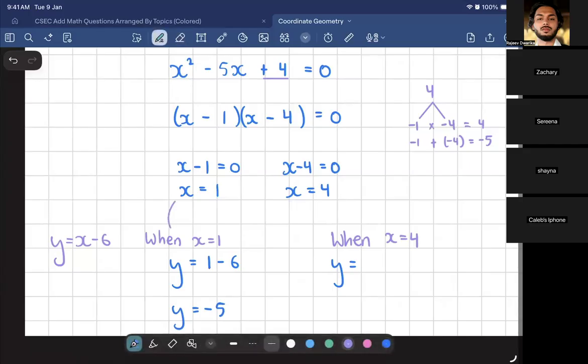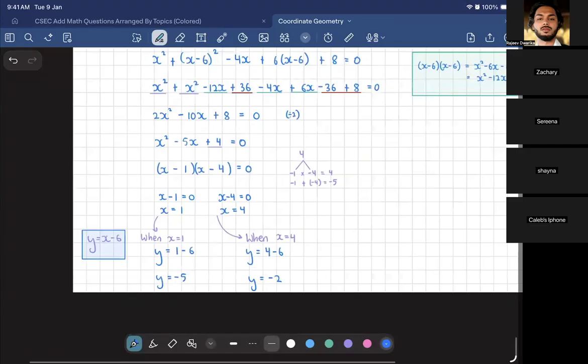One minus 4. So Caleb, what is y equal to again? What is the equation for y? Oh, 4 minus x, sir. Yes, 4 minus 6. What's 4 minus 6? Minus 2.